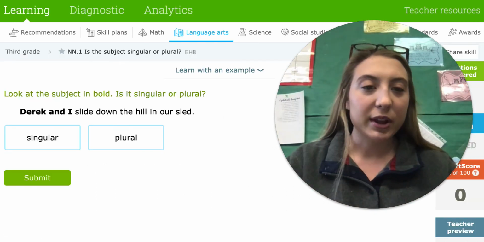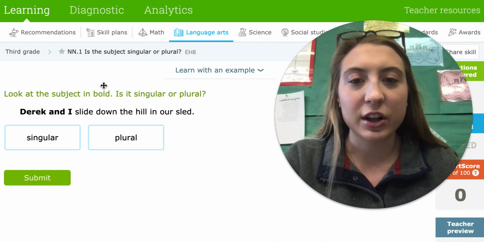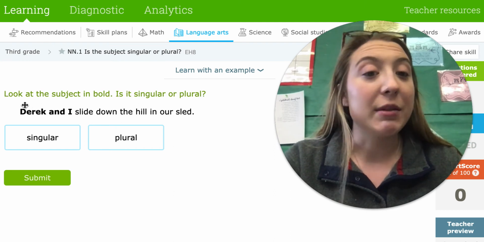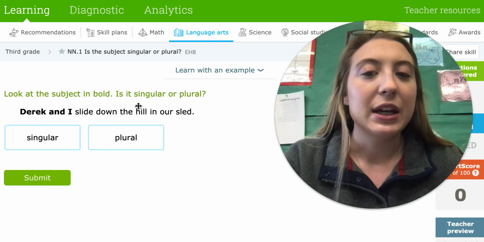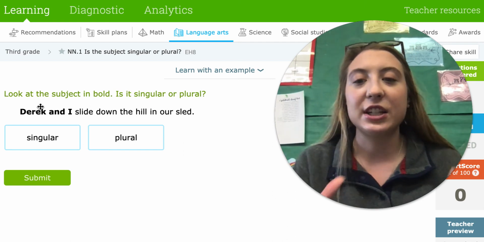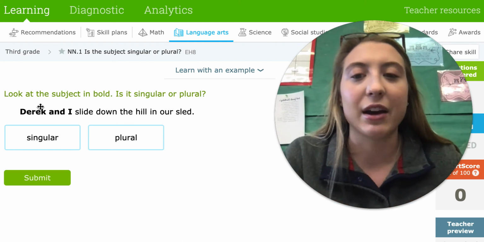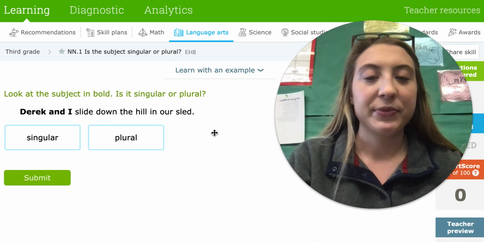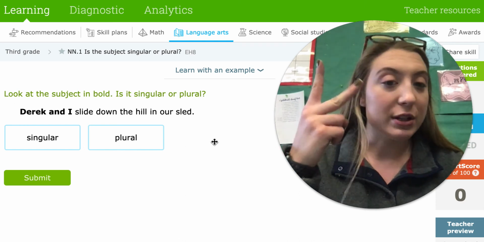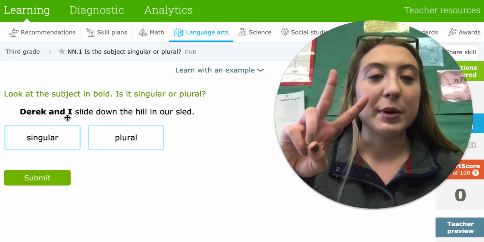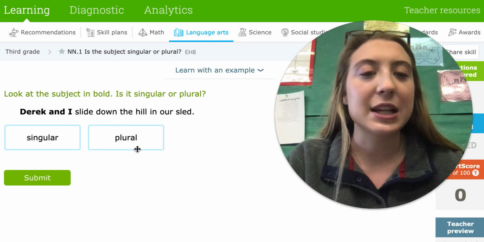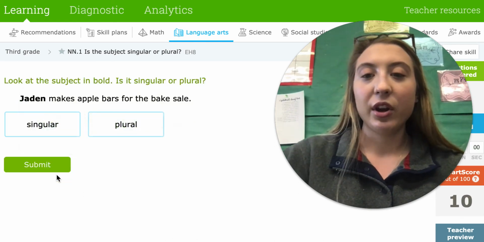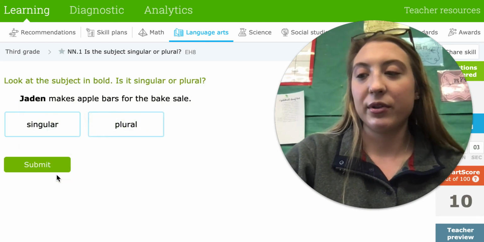All right, so now when we look at some examples on IXL, this is what our homework's going to look like. Is the subject singular or plural? So the first thing I'm going to do is read my directions, look at the subject in bold. Is it singular or plural? So bold means it's just going to be a little thicker. It's not going to be as thin as everything else. Derek and I slide down the hill in our sled. Who is this sentence about? It's about Derek and I. So now that I know it's about 2 people, because they list 2 people, I know that has to be plural because singular is just one, but plural is more than one, 2 or more.